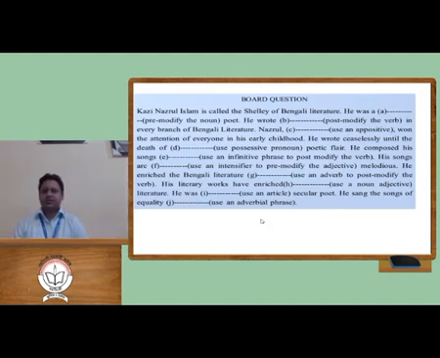So dear students, you can see a board question here, and I'm going to solve this question now. Hope it will help you to understand modifiers better. Let's see what we have. Kazi Nazrul Islam is called the Shelley of Bengali literature. He was a dash poet. Pre-modify the noun. Here the noun is poet.